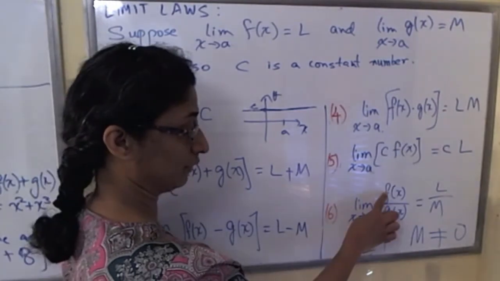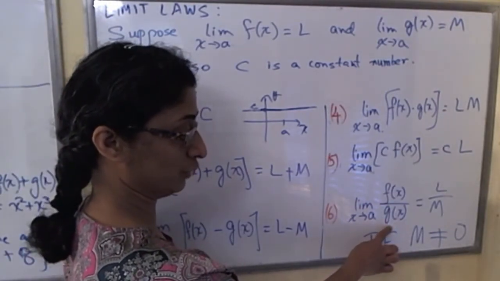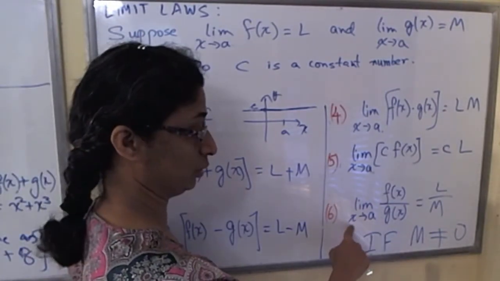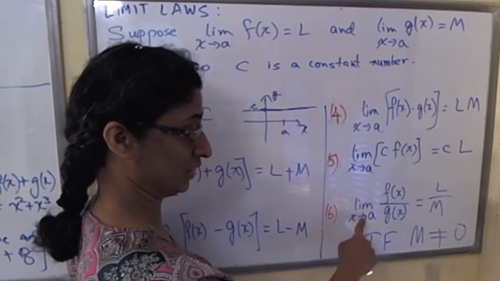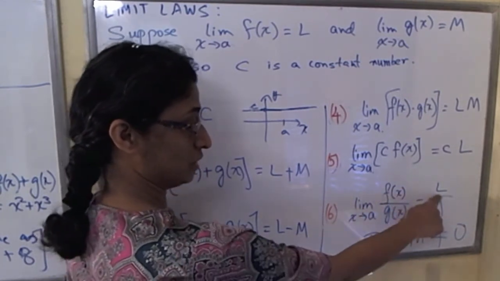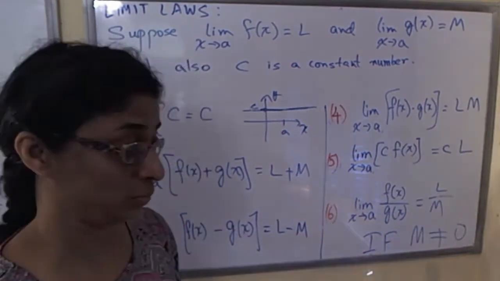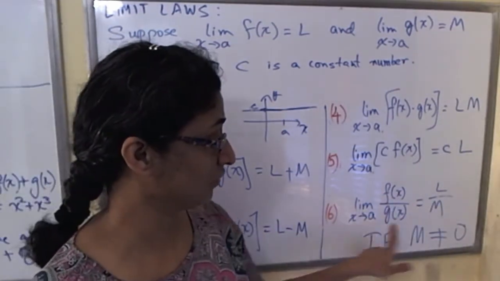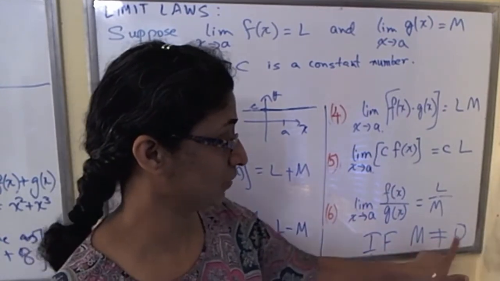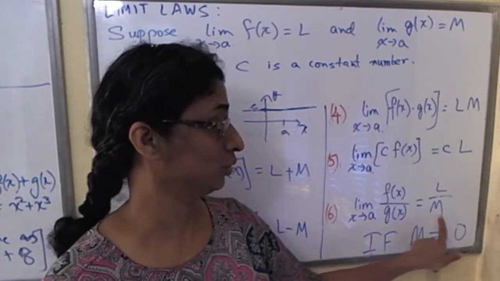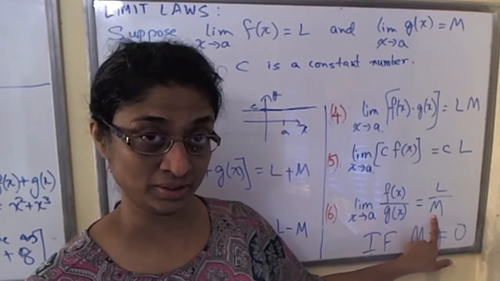Finally, the limit of the quotient of two functions. It is pretty much what you were probably guessing. Take the limit of the numerator, which is L. Take the limit of the denominator, which is m. It's L over m, except you want to be careful that you can only apply this as long as m is not equal to 0, because as you know, division by 0 is undefined in math.